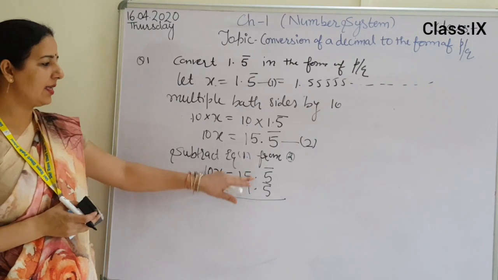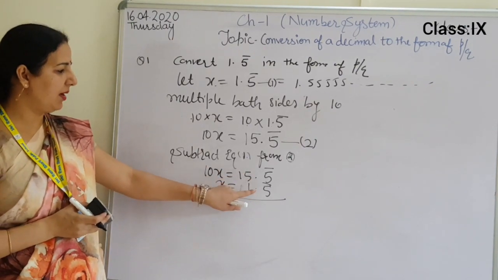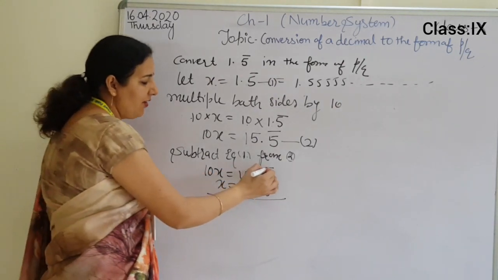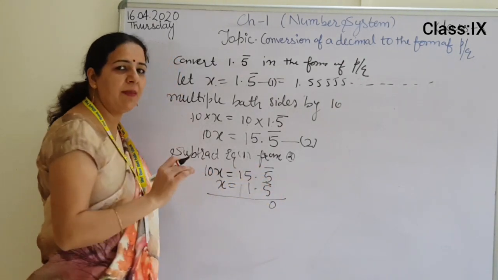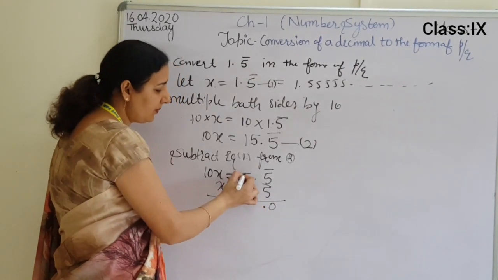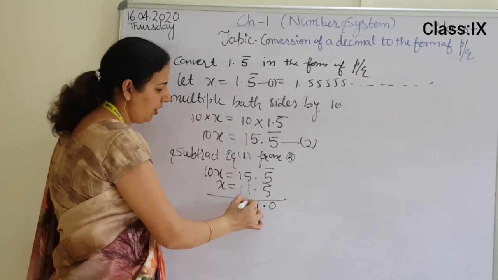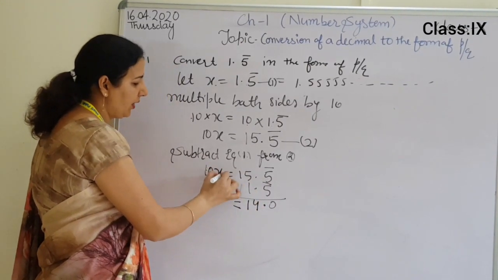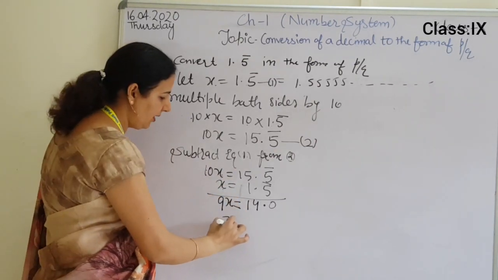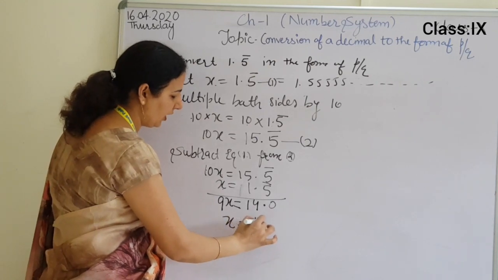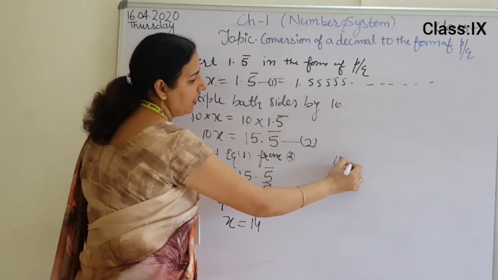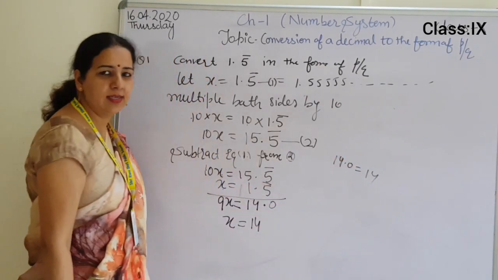While subtracting decimal numbers, we have to write decimal under decimal in the same column. So 5 bar minus 5 bar is 0. Same number minus same number is always 0. Then 0.5 minus 1... is 14. Then 10x minus 1x is 9x. So x is equal to 14.0, which means 14. 14.0 or 14, they are both the same.